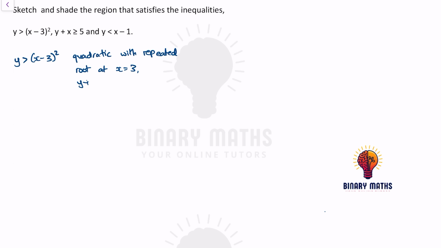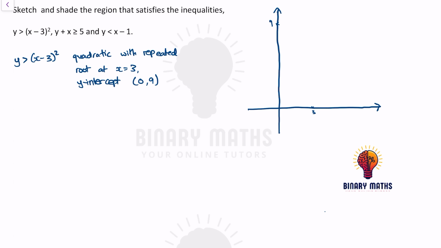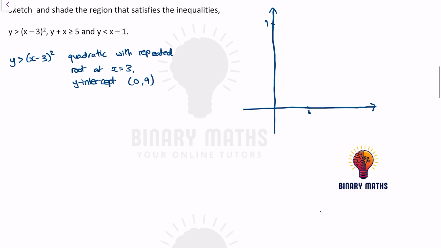And we know the y-intercept will be, if you expand this, you get a constant term at the end of 9. So it will be 0, 9. So if I sketch this out, so x equals 3. Nine would be here. Now it's a strict inequality, so it's going to be a dashed line. It's a curve.